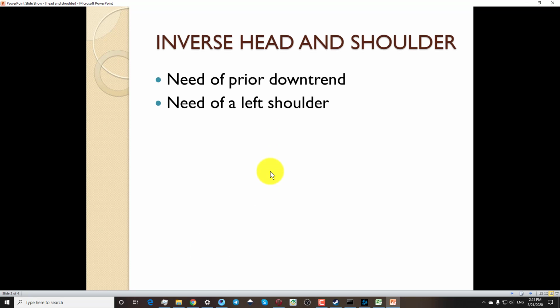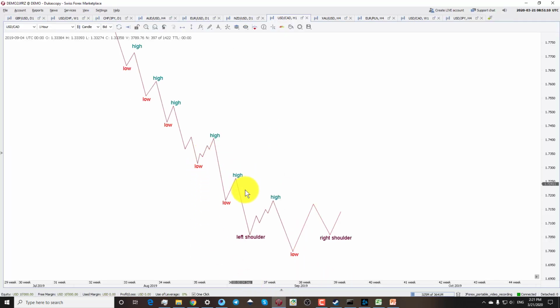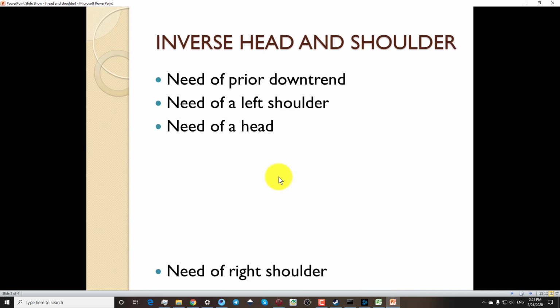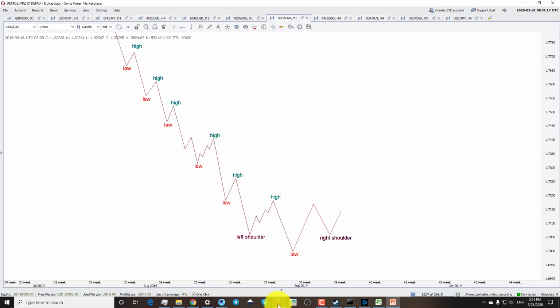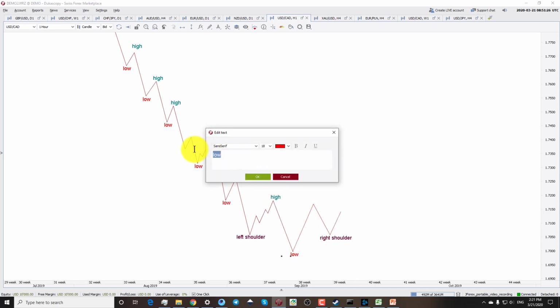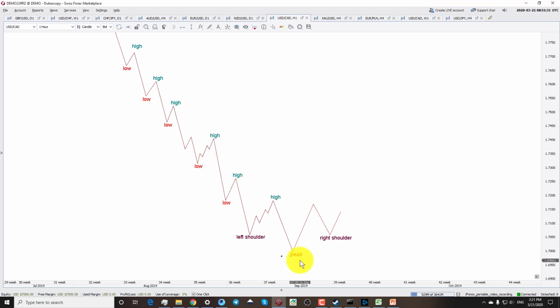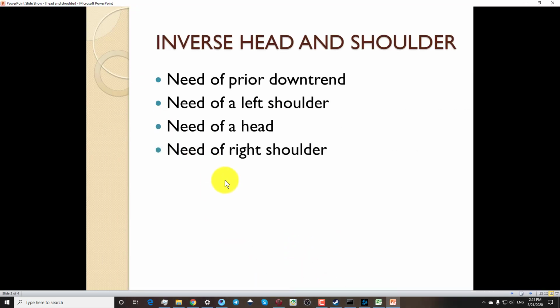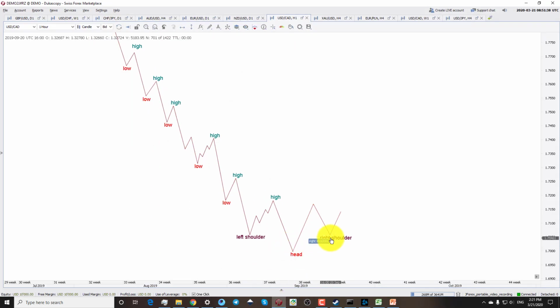Then we need a left shoulder. Of course we got a left shoulder also. Then we need a head and we need a right shoulder. Okay, we got a head also formed here. Now we will replace this lowest low as head for an easy understanding of the pattern. So now this is named as head, and then we needed a right shoulder and we needed a neckline. We got the right shoulder, which was the higher low than the lowest low.